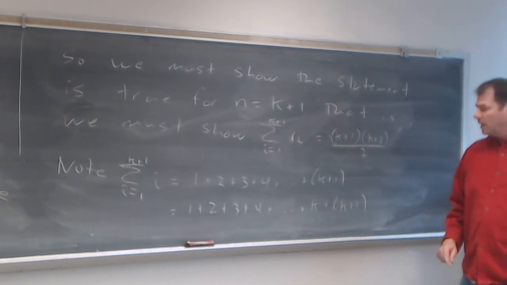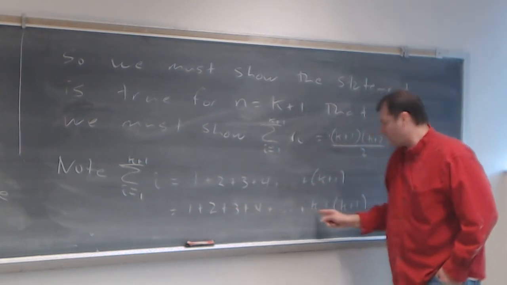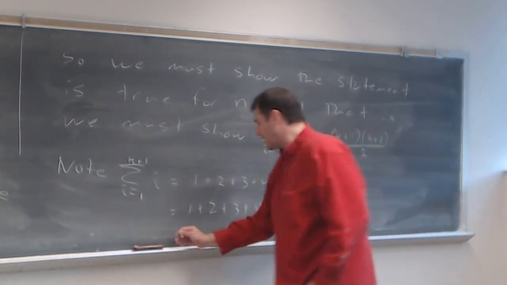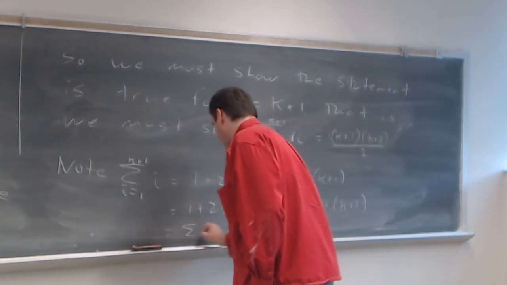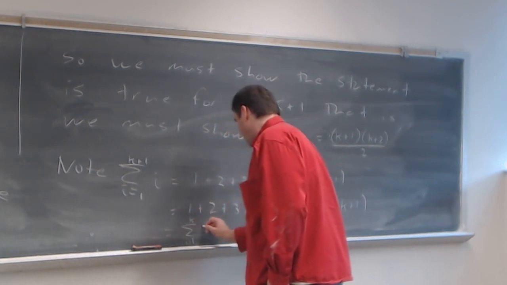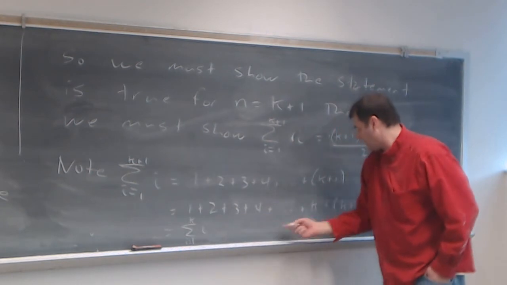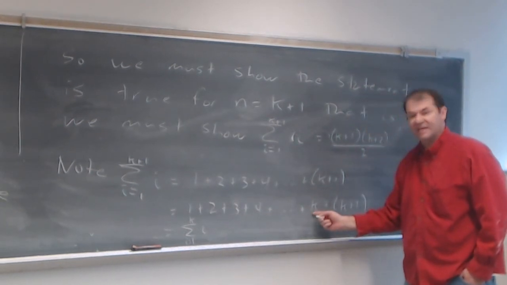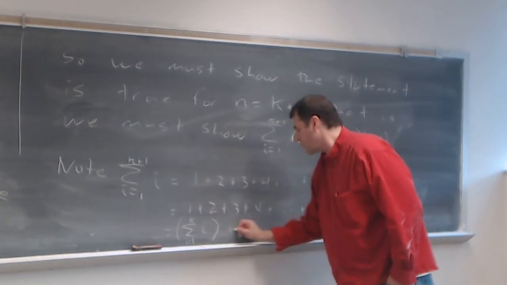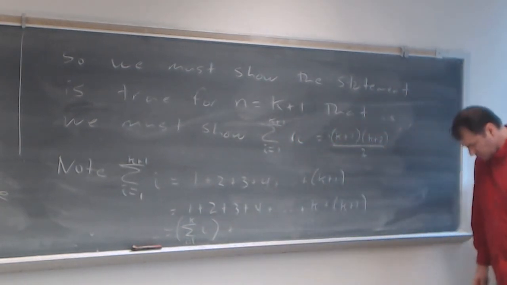But wait a minute. The sum of the first k terms is something I know about. So this is the same thing as the sum as i runs from 1 to k of i. Look, wait a minute, look at it. That sum is up to here. That's all these guys. So it's that quantity, I put it in parentheses, plus what's left? K plus 1. That's correct.